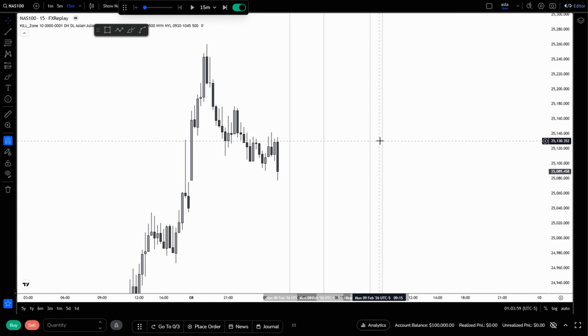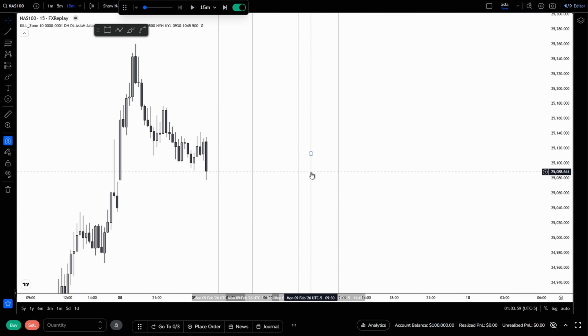Here we mark the London session from 2 a.m. to 5 a.m., New York time. After that, we mark the New York Open. The pre-market opens at 8:30 a.m., but personally I prefer trading the 9:30 a.m. market open.